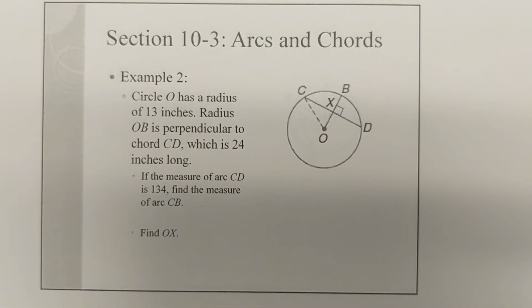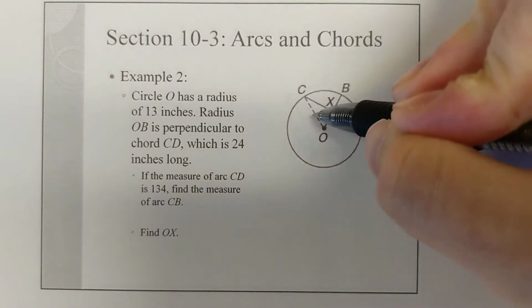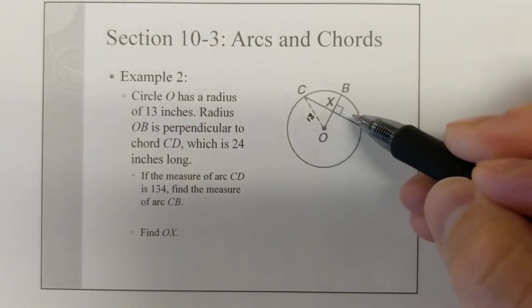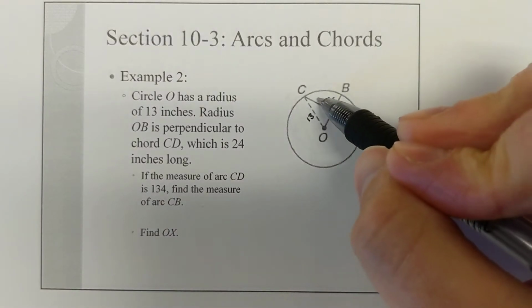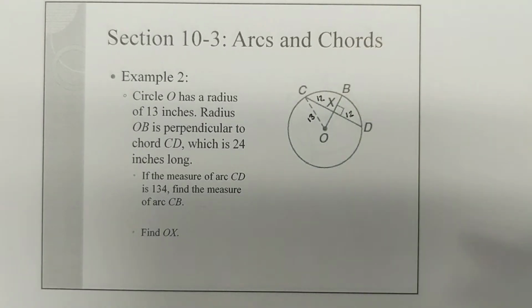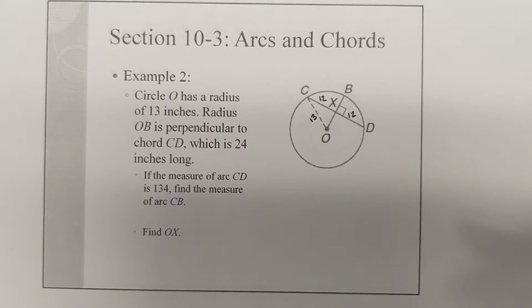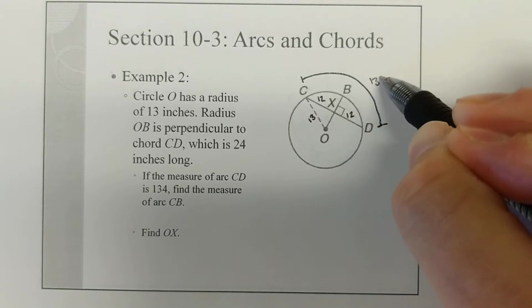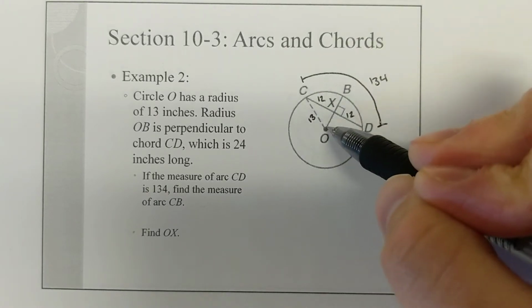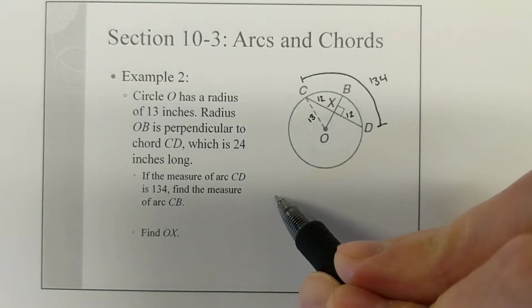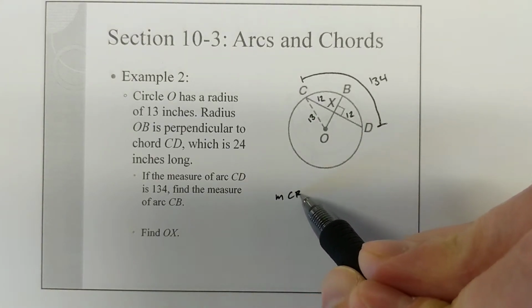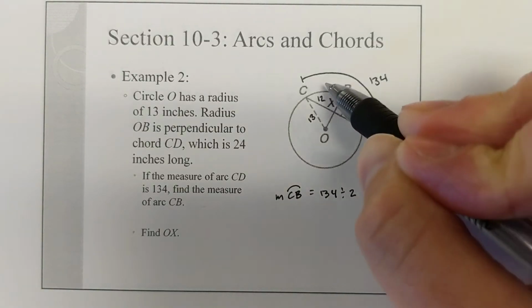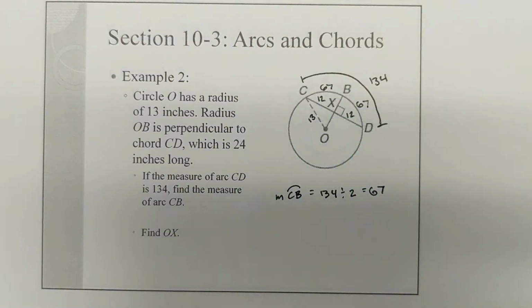Okay, so we have example 2. Circle O has a radius of 13 inches, so I can label that dashed line as 13. Radius OB is perpendicular to chord CD, which is 24 inches long, which means that CX is 12 and XD is 12, because the radius cuts the chord in half. If the measure of arc CD is 134, find the measure of arc CB. Well, the radius cuts the chord in half, so the measure of arc CB is equal to 134 divided by 2, which is 67. So that's 67, and that is 67.